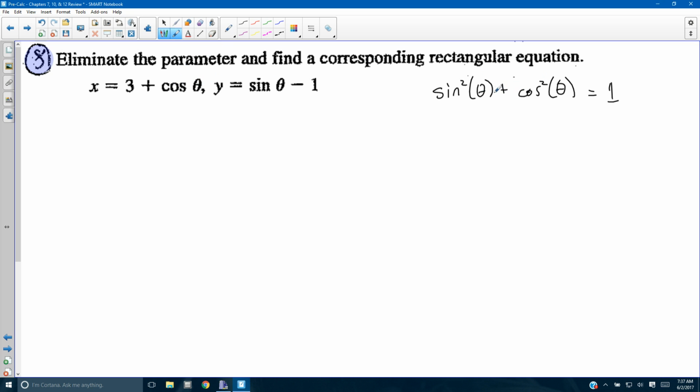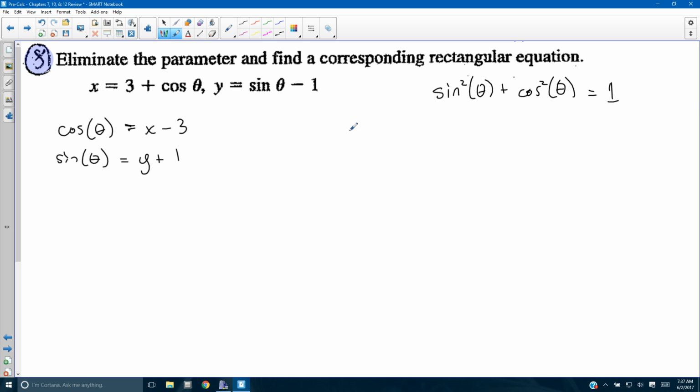So in order to use this right here to make something equivalent to 1, let's get these things so that cosine of theta is written by itself. It's isolated. Subtract 3, cosine of theta would equal x minus 3. Sine of theta when isolated would equal y plus 1. So if cosine squared of theta plus sine squared of theta equals 1, I can substitute them in place of this, and I can rewrite a corresponding rectangular equation that uses only x and y, and maybe it's wise to get y by itself, so you could even graph them to compare.